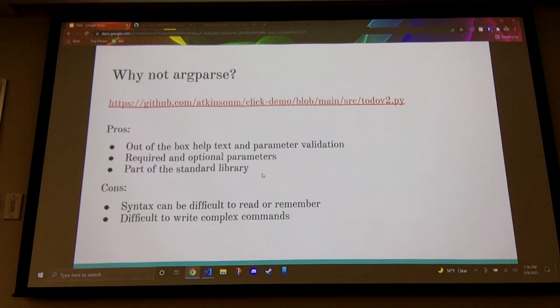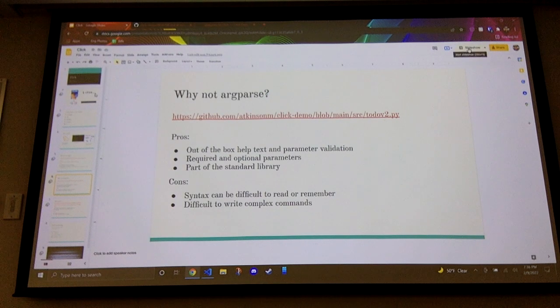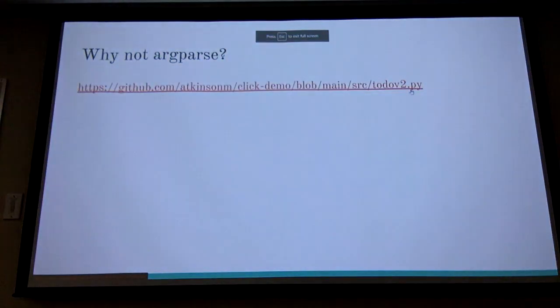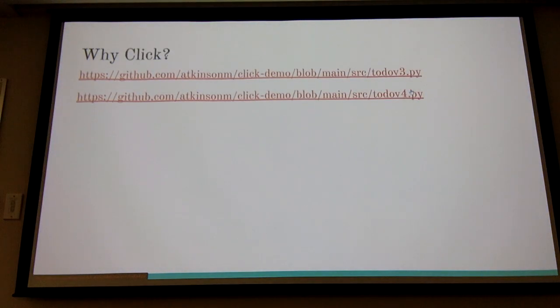But the syntax is sometimes a little bit challenging to read, or certainly to remember. I've had to go back into old code and reference what I had written to try to figure out how to write some new code. And if you're writing any complex commands, I've had particular trouble with that with argparse, in that the moment you get to more than like one level of nesting, it can really be a challenge. So we're here to talk about Click, and I'm here to maybe convince you that Click is a little bit easier to use than argparse.